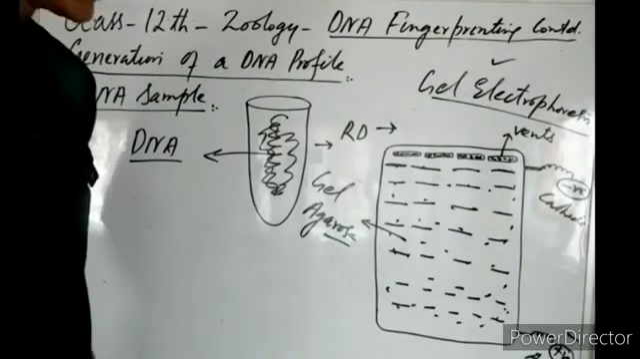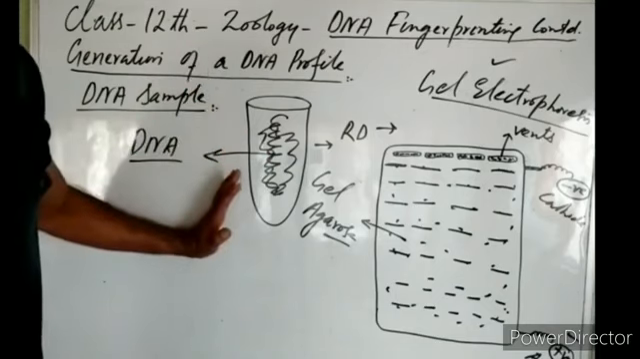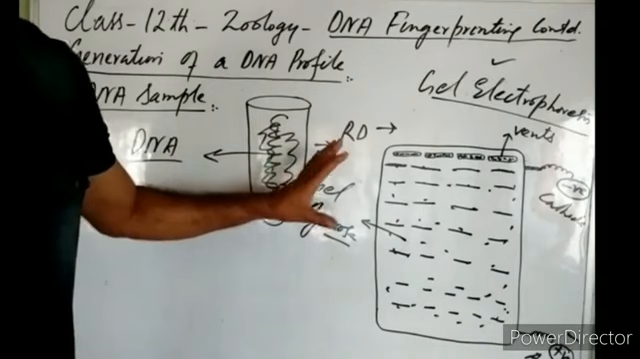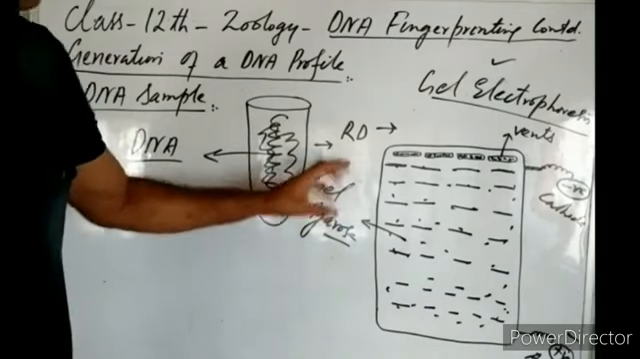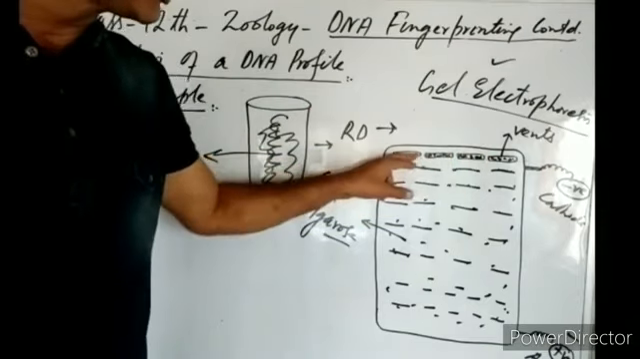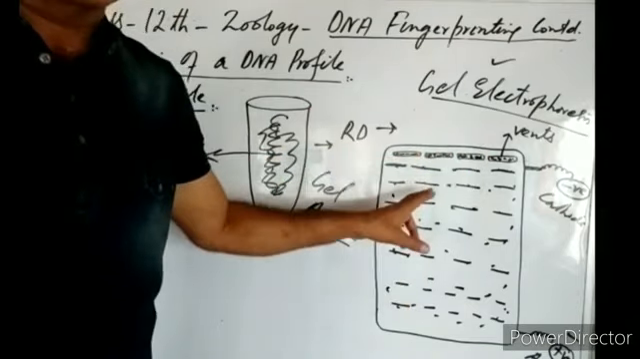I hope you are getting me. After restriction digestion, DNA is cut into small fragments of different lengths. Those small fragments of different lengths are together put into the vents of this electrophoresis tray.